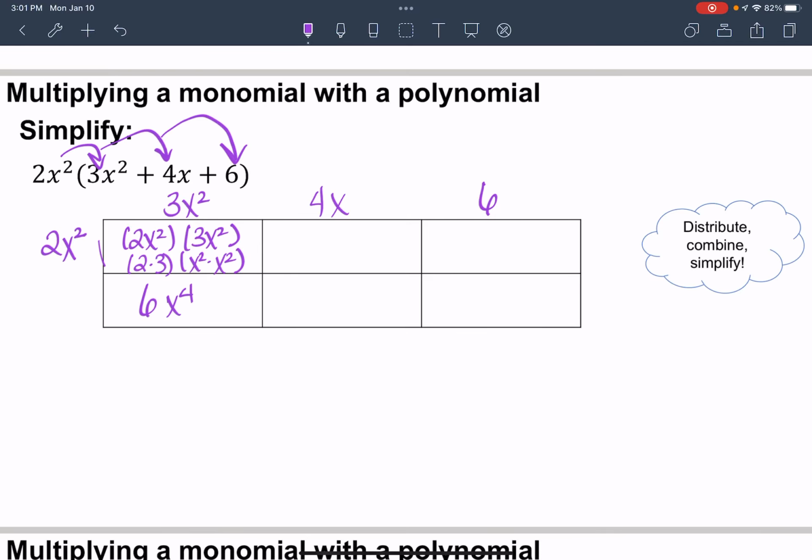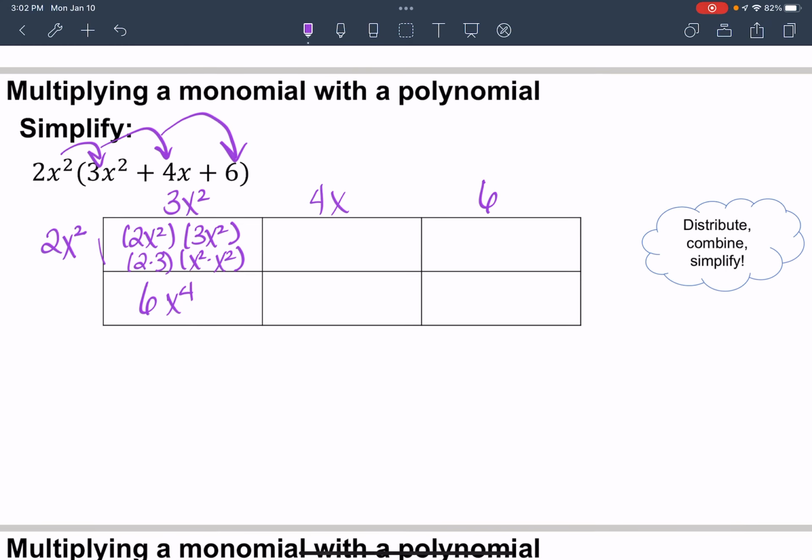For my next box over, from the left, I have 2x squared times 4x, which is the same thing as 2 times x squared times x to the 1, because remember that 4x is an x to the 1. Okay, 2x squared times 4x. So it's 2 times 4 times x squared times x to the 1. So that becomes 8x cubed.